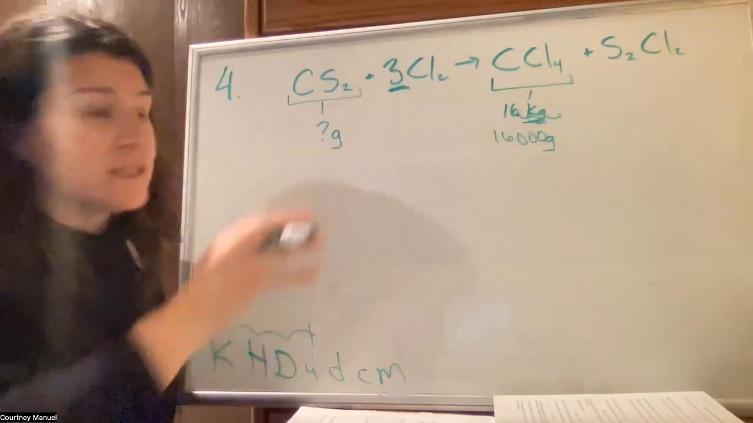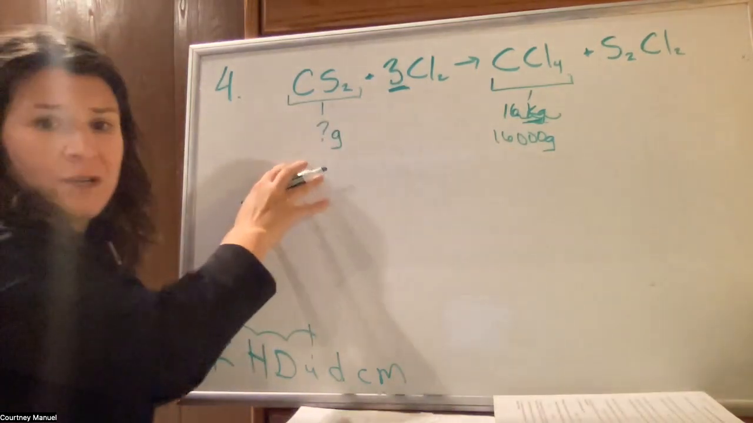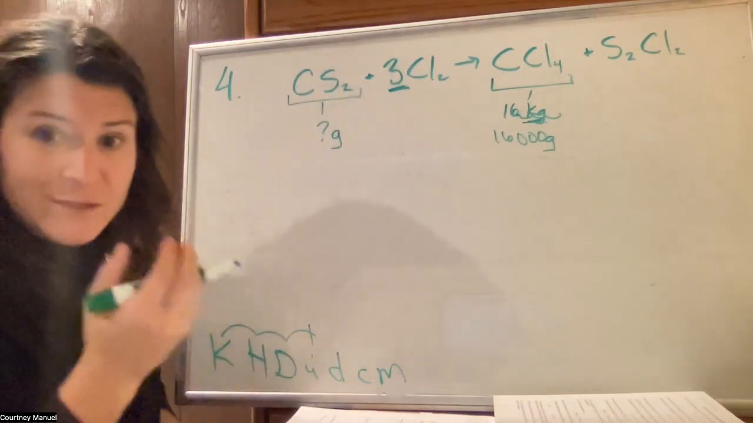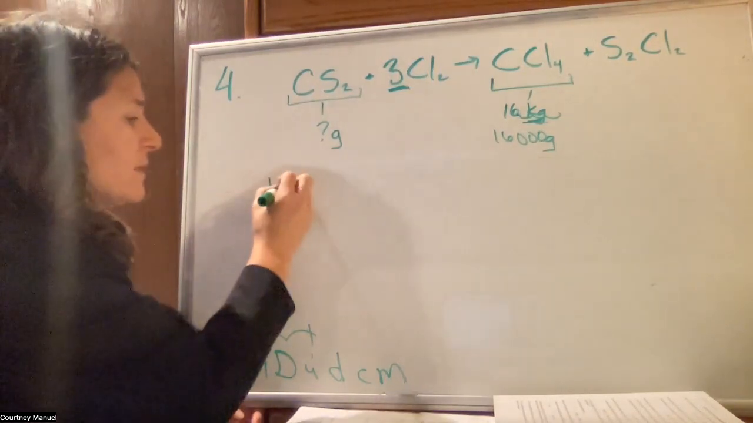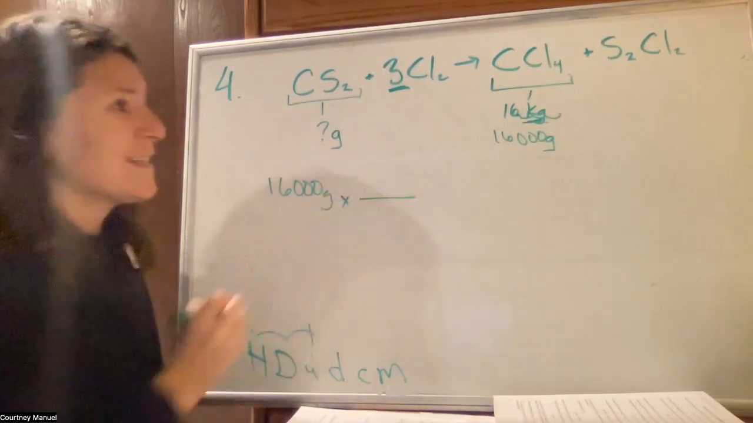Next thing you should realize is we can't figure out carbon tetrachloride and get to CS2 with just grams. We need the conversion of moles. So let's go there. We have 16,000 grams of CCl4. We need to get that to moles.